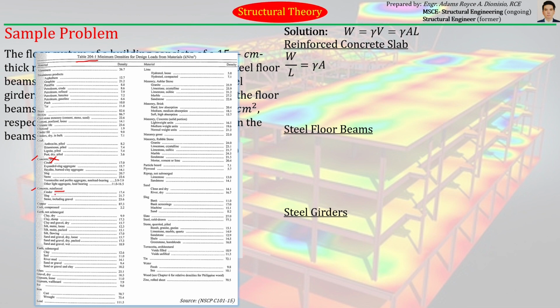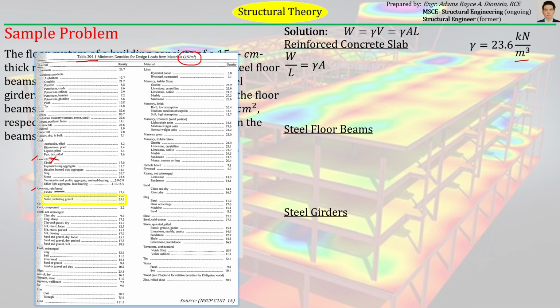So there are three options for reinforced concrete here: cinder, slag, and stone, including gravel. So what we usually use here is the stone, or stone including gravel, since we know that reinforced concrete slab includes gravel. So according to this, the unit weight of reinforced concrete slab is 23.6. So we just list that here, and you have to realize that the unit of that value is kilonewton per cubic meter according to the table. Okay, so that's for the reinforced concrete slab.